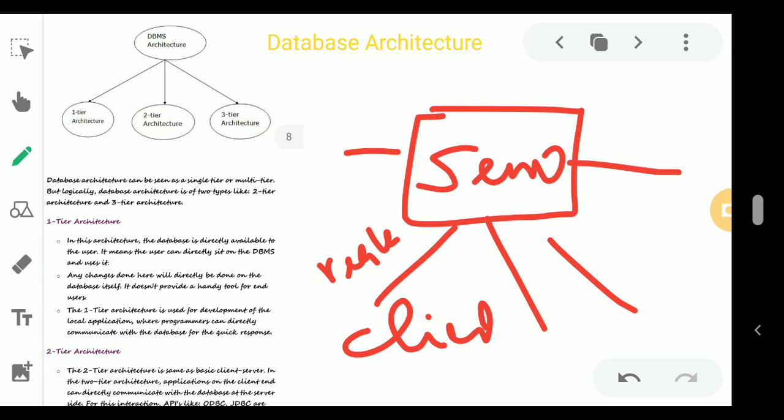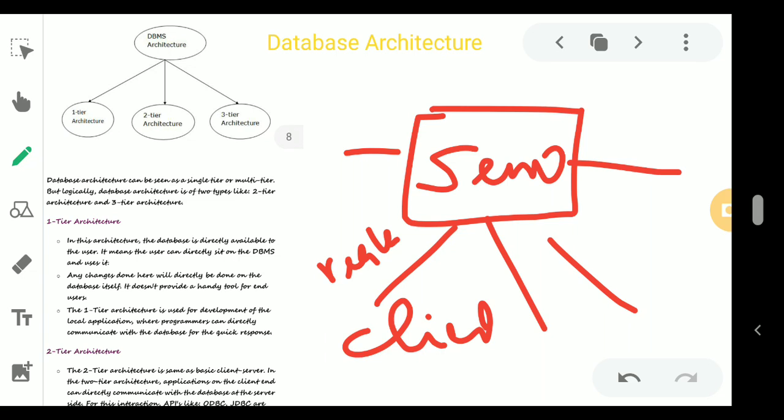In case of one-tier architecture, it is used for the development of local applications, where the programmers can directly communicate with the database for a quick response. So this type of architecture is designed for the development purpose of a local application program that depends upon this server. Okay. Now let's start with the second tier architecture.